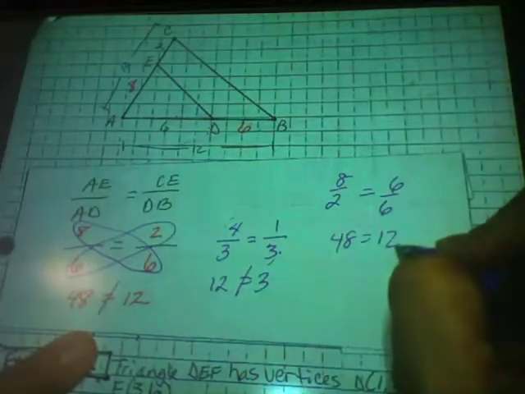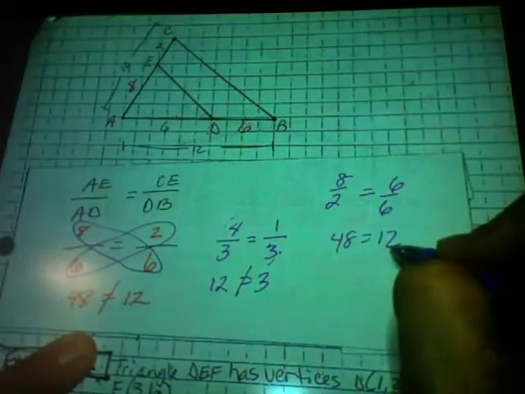8 times 6 is 48. 2 times 6 is 12. Aren't hers the same as mine? So it's a good proportion. Well, it doesn't prove them parallel, but she set up the proportion correctly.